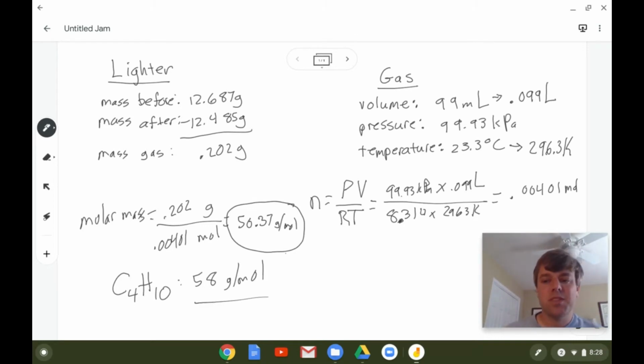So the question for today that I'm asking of you is, why do you think that I didn't get 58 as my answer when doing this experiment? What's something that I might have done incorrectly or not perfectly in this lab that led me to get a smaller molar mass than the actual value?